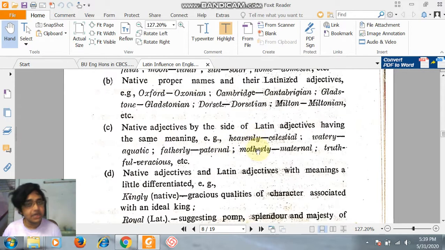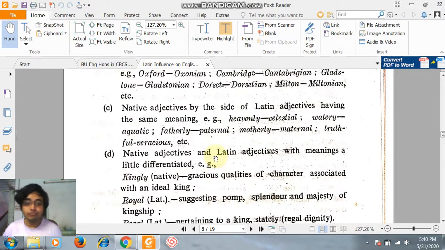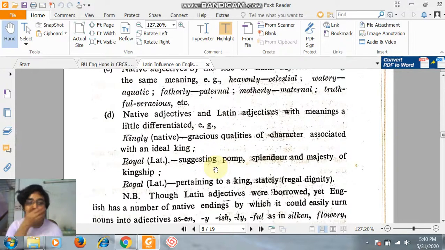As for example, heavenly. Heavenly manager, celestial manutai. Dutor mani hoche shorgiyo. Kintu celestial is a much more sophisticated word, borrowed from the Latin language. Waterly, watery, shekantheke aquatic. Fatherly, shekantheke paternal, it's a Latin word. Motherly, theke maternal. Truthful, theke veracious. So these are some of the examples of the Latin adjectives.